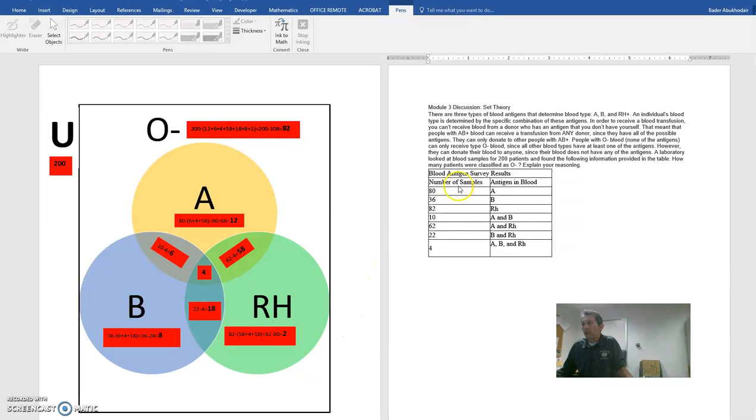So what the question tries to do is give you the order you need to go from the bottom to the top. So let's try to do the order from the bottom to the top. You notice that the 3 groups are called A, B, and RH. So here's the A, here's the B, and here's the RH.